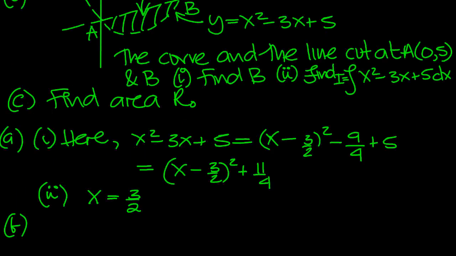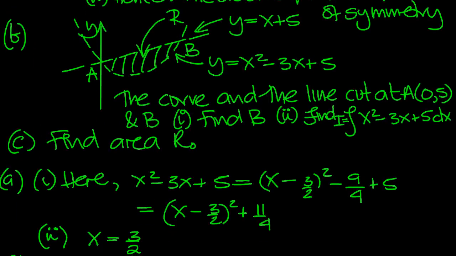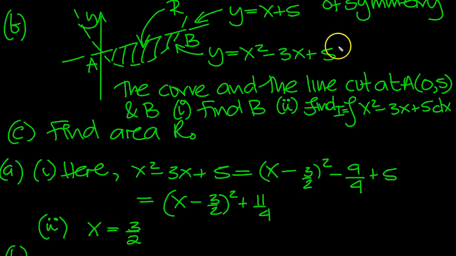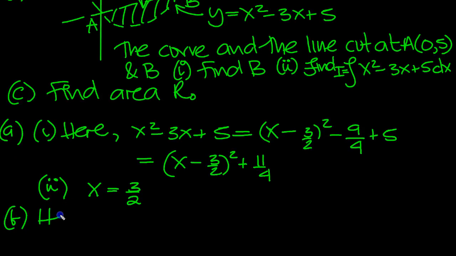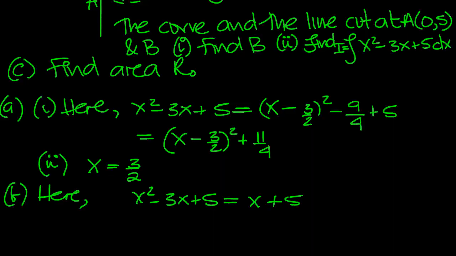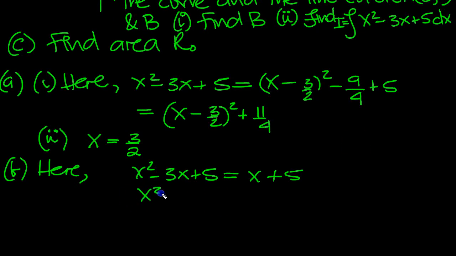Part B. Let's have a look at part B then. Find B, the coordinate here, when these two curves meet each other. So let's have a look at that then. I'm going to use the quadratic here. So for part B at coordinate B, we've got x squared minus 3x plus 5 is equal to the line x plus 5. So let's have a look at it then. We've got x squared then. Move this minus x over to be minus x, so we'll have minus 4x equals 0.